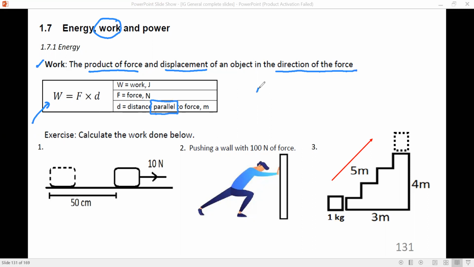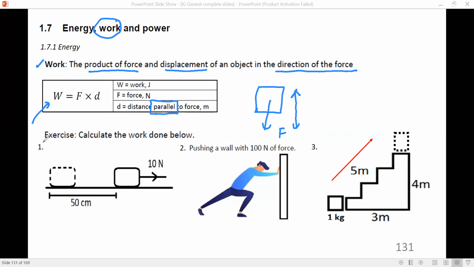So, for example, if we have an object here and the force is acting downwards, the distance that we use to calculate the work done on this object has to be in this direction. So this is what is meant by parallel to the force.